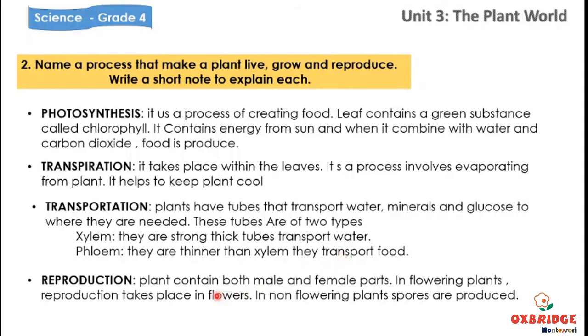Reproduction. Plants contain both male and female parts. In flowering plants, reproduction takes place in flowers. In non-flowering plants, spores are produced.